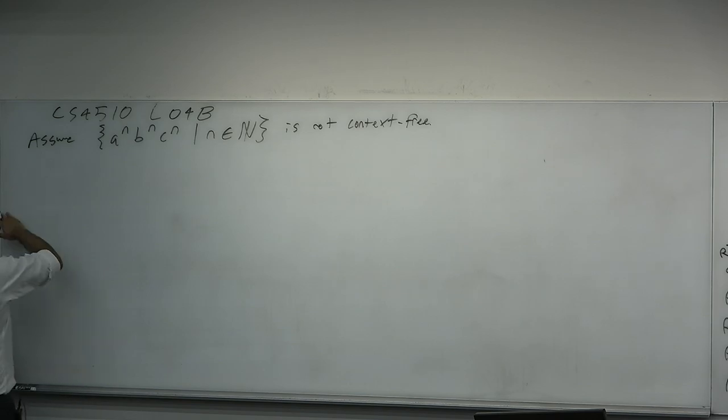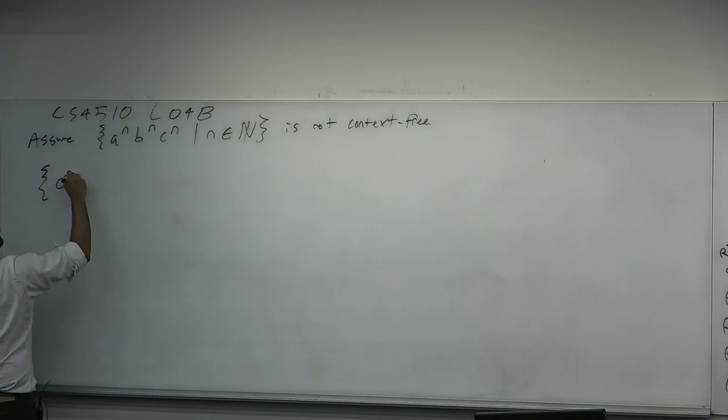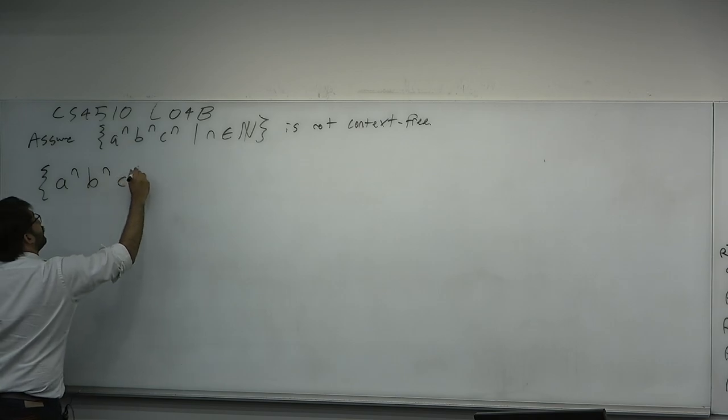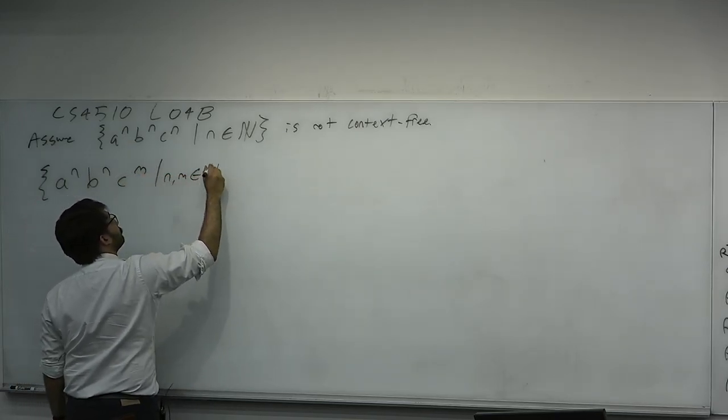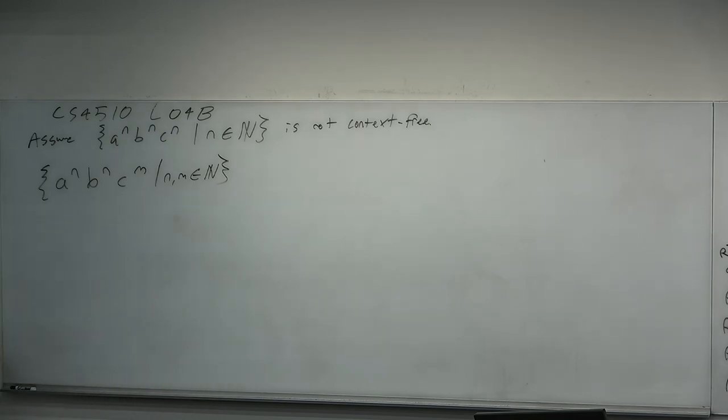Consider the following language instead. a to the n, b to the n, c to the m, where n and m are numbers. Is this language context-free? Give me a grammar for this language.